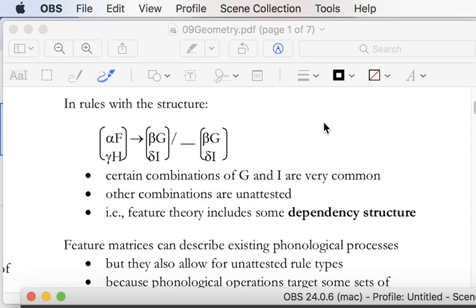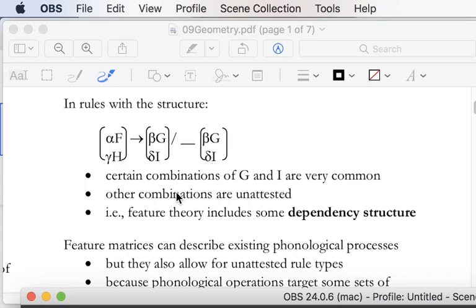Here's a new problem. Looking vertically, right, at the top feature and the bottom feature here, the claim is that certain combinations of G and I in particular are very, very common in the world's languages. If you look at all the rules that you can find across the languages of the world, you're going to find some combinations of feature G and feature I that are really common, while other combinations of two features are really, really uncommon or even unattested.